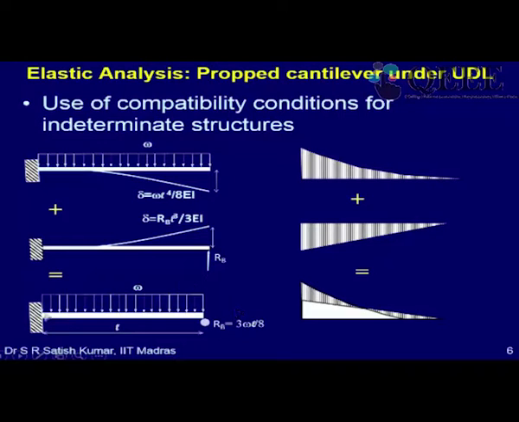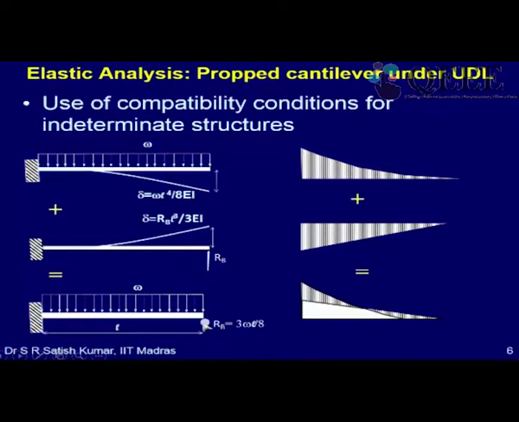So now looking at this, we know that for the prop cantilever at the free end, the deflection should have been 0. So we need to equate these two deltas to make that 0, and as a consequence, equating RB L cube by 3EI to WL raised to 4 by 8EI, I will get RB as 3WL by 8. So that is the value I get for the support reaction.